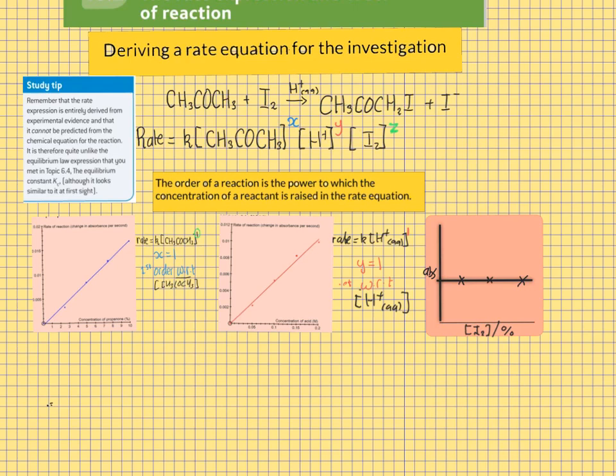When the experiment was repeated with changing the concentration of iodine, there was absolutely no effect on the rate, and therefore we can describe the order with respect to the concentration of iodine as 0. So we found that the rate is equal to the concentration of iodine to the power 0, and therefore we can say that z equals 0, and therefore we can now say that the reaction is zero order with respect to the concentration of iodine.